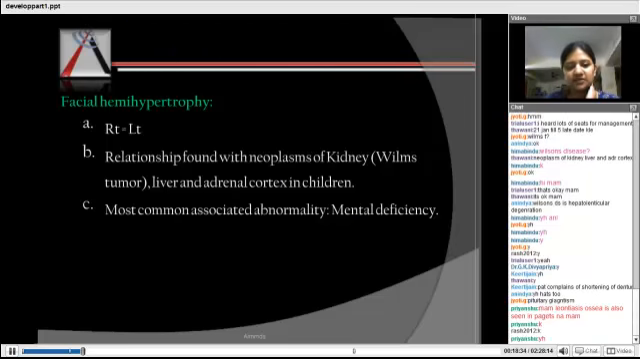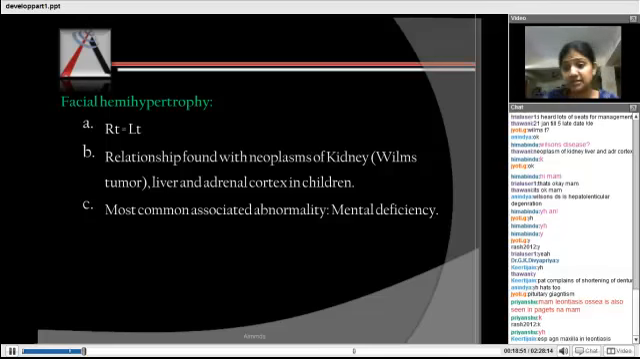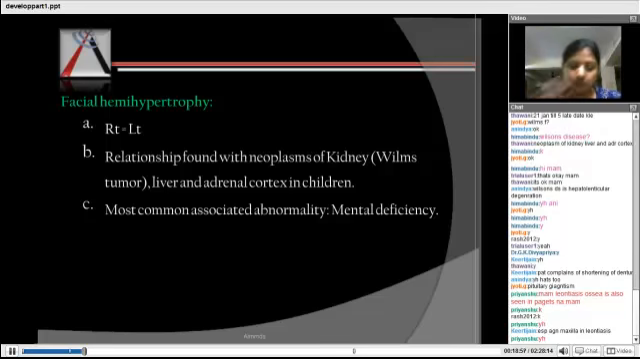Next topic, facial hemihypertrophy. Hemi, one side of the face. Hypertrophy, enlargement. So here we're talking of one side of the face being larger than the other side. The incidence can happen equally on the right side and the left side. There's no particular predilection that it happens only on the right or only on the left. Again, it's the maxillary arch that will be involved. So an equal incidence, which is also an MCQ.